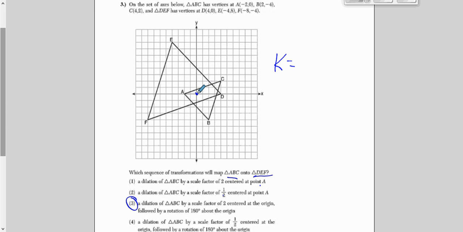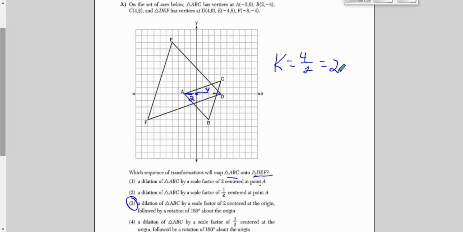Well, let's get, right, K is new over old, right? So what was the old difference from the center to A? 2. And then from this new to D is how far? 4. So new, yeah. I'm going to write a K again. 4 over 2 equals 2, right?